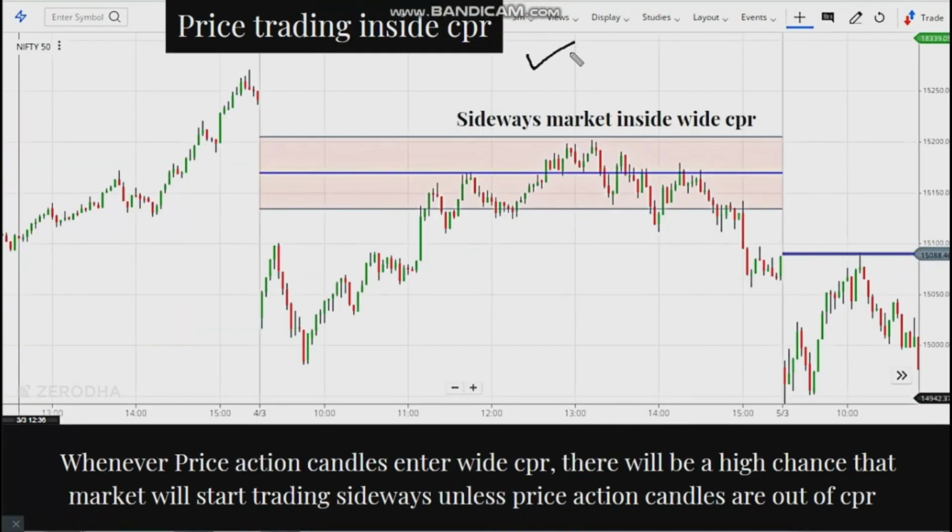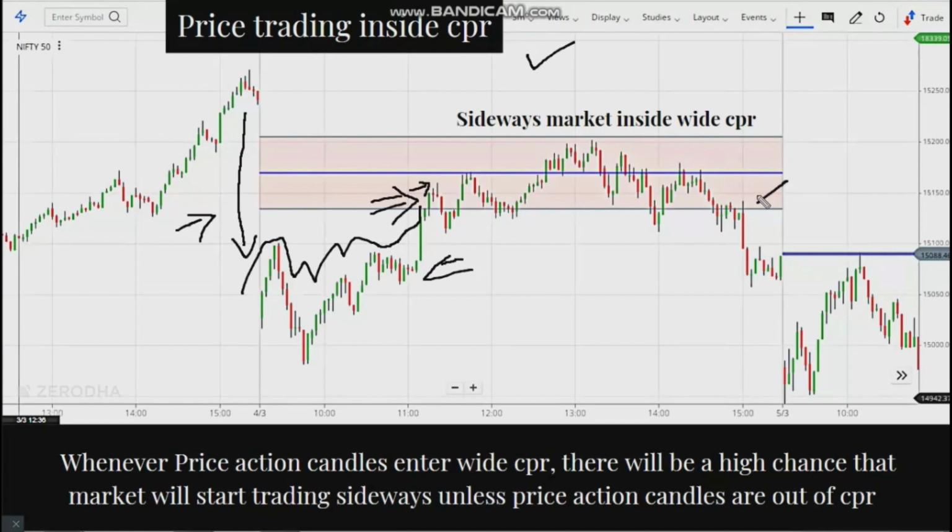Now this slide is an extension of what we have already discussed when the price action candles are inside CPR. Here it is a bit different because the market actually started with a gap down, and from here it moved and went inside. Please understand this concept. It was going in a certain direction, upside or downside. In this, it was going upside, but as soon as the price action candle entered inside a wide CPR, it started behaving zigzag, which we discussed. This trend will follow unless and until the price action candle comes out.